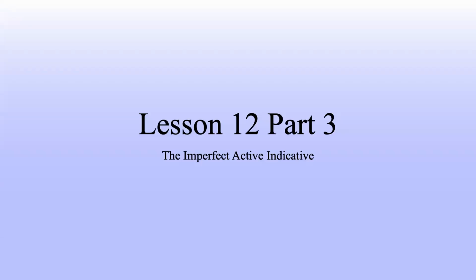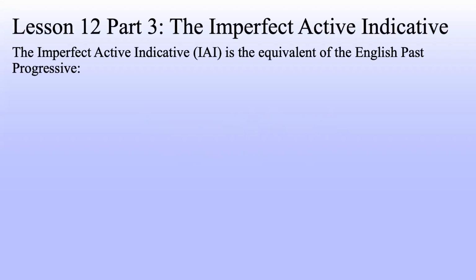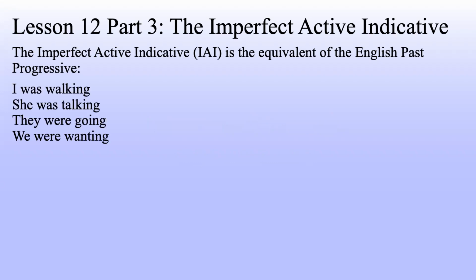Lesson 12, Part 3, the Imperfect Active Indicative. The imperfect active indicative, abbreviated IAI, is the equivalent of the English past progressive. I was walking, she was walking, they were going, we were wanting.